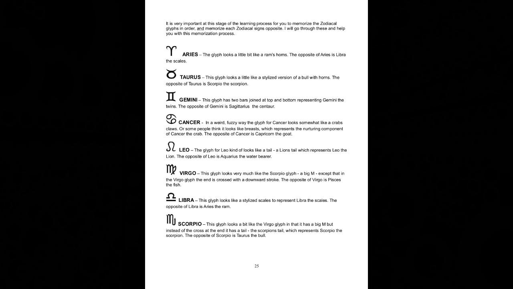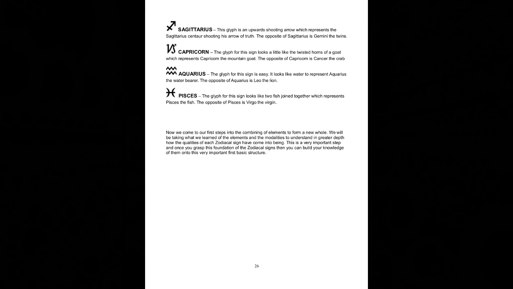Scorpio. This glyph looks a bit like the Virgo glyph in that it is a big M, but instead of the cross at the end it has a tail, the scorpion's tail, which represents Scorpio the scorpion. The opposite of Scorpio is Taurus the bull. Sagittarius. This glyph is an upward shooting arrow which represents the Sagittarius centaur shooting his arrow of truth. The opposite of Sagittarius is Gemini the twins.